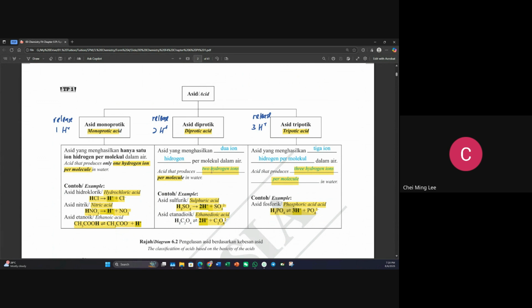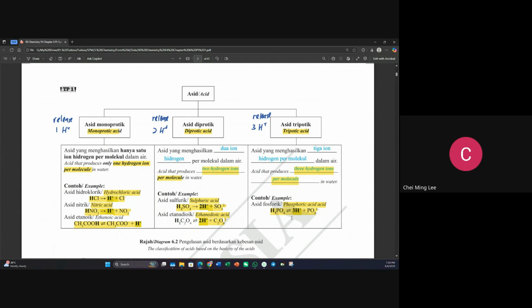Diprotic acids are those that produce 2 hydrogen ions per molecule in water, like sulfuric acid and ethanedioic acid. And then triprotic acid is the one that produces 3 hydrogen ions per molecule, like phosphoric acid.